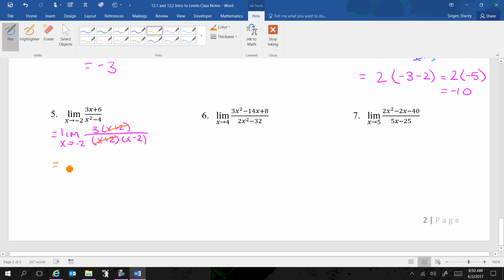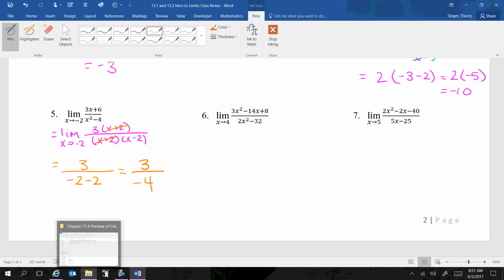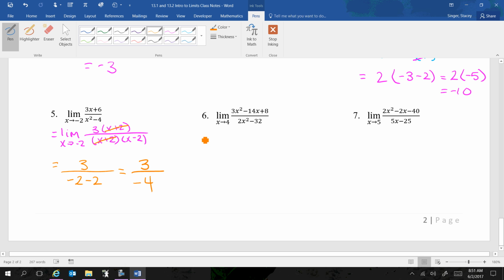So what's going to be in the numerator? 3. I don't have any x's there, so I'm not plugging in negative 2. What's going to be in my denominator? Negative 2 minus 2, so I would have 3 divided by negative 4. So it'd be negative 3/4 would be my answer. What about number 6? Limit as x approaches 4.